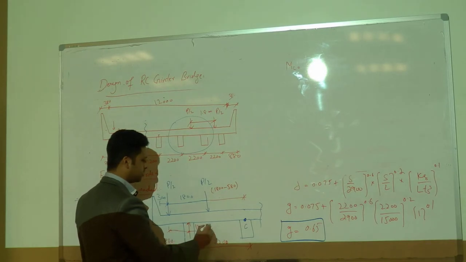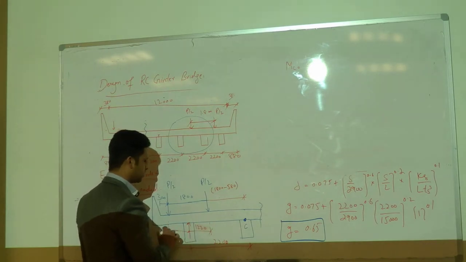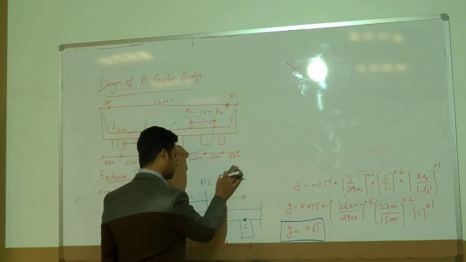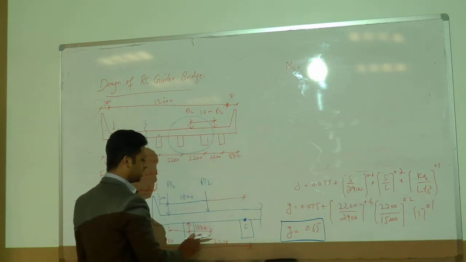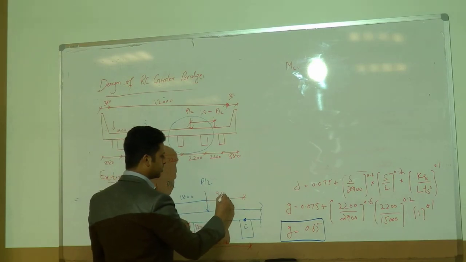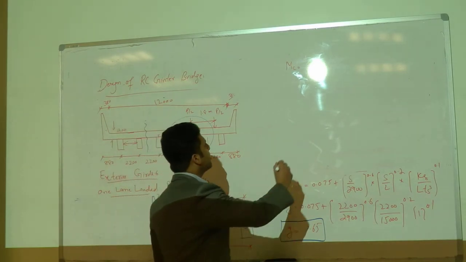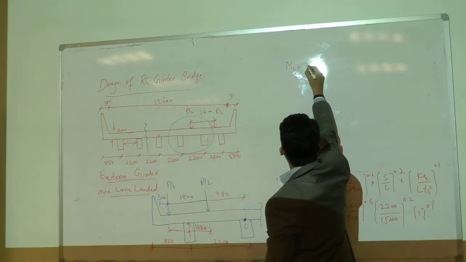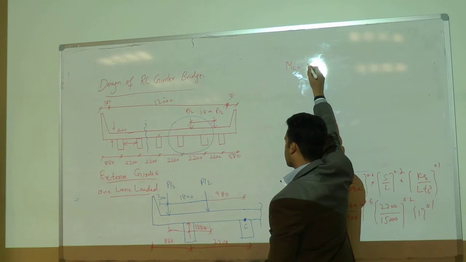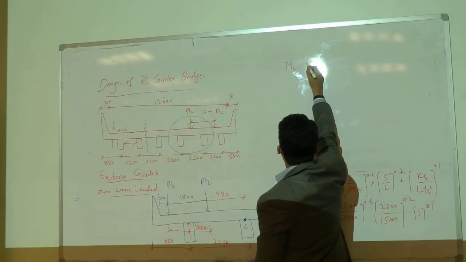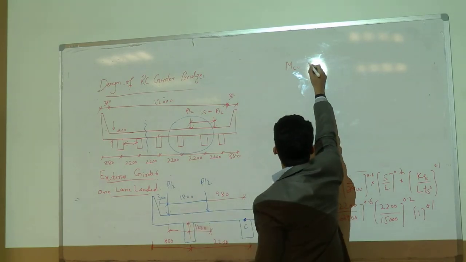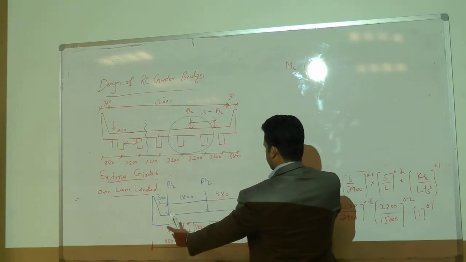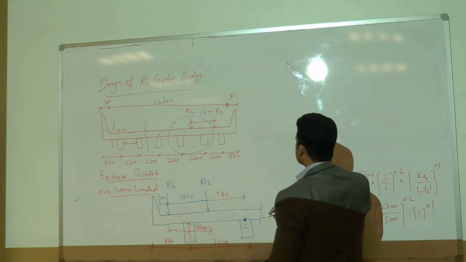So this is the distance from this point. So we get 980. And this distance will be 980. 2,200 minus this. Now take the moment at point C. This is R. I call this R, the reaction. Or you can take first P by 2 multiplied by this total distance.